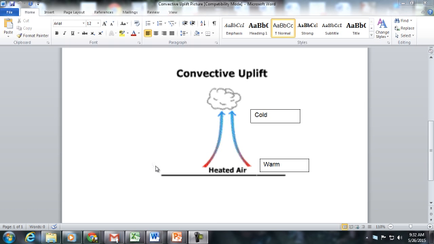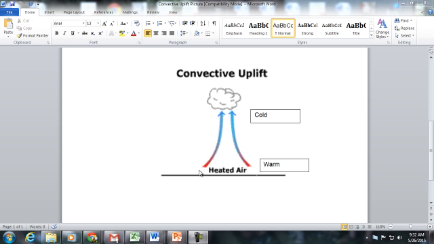So the warm air is heated at the earth, at the bottom, just like a lava lamp. As the warm, less dense air rises, it eventually cools and becomes denser. And obviously that air is going to go right back around, just like we've talked about. So that's convective uplift. The next one is frontal or convergent uplift.